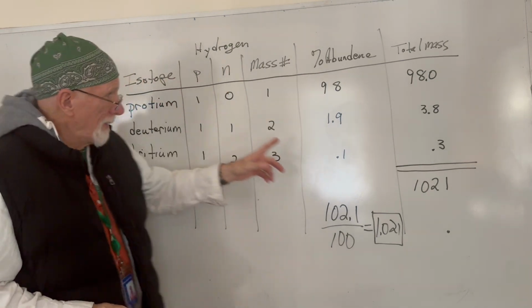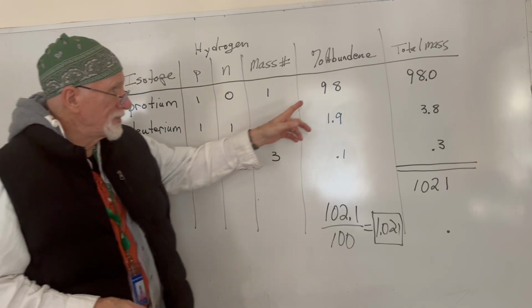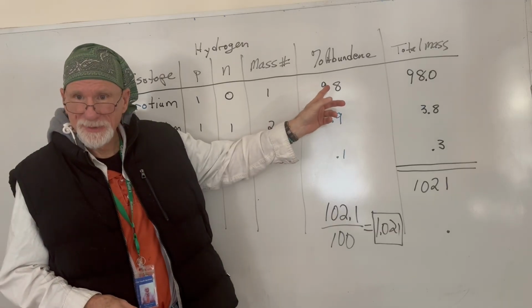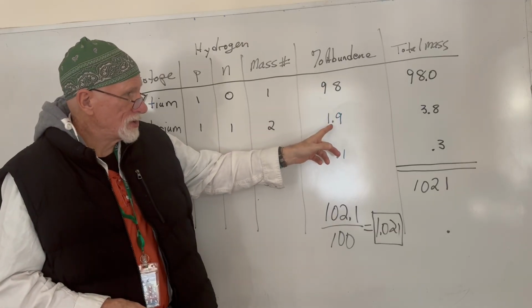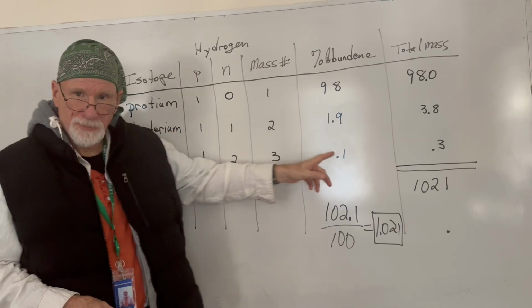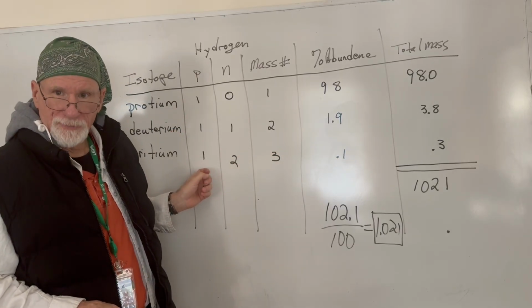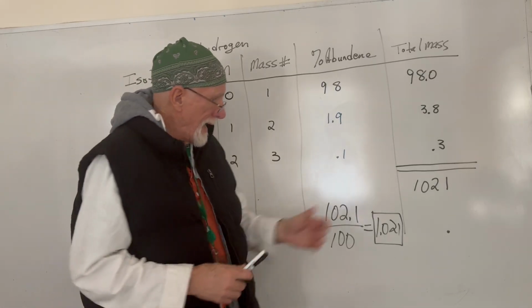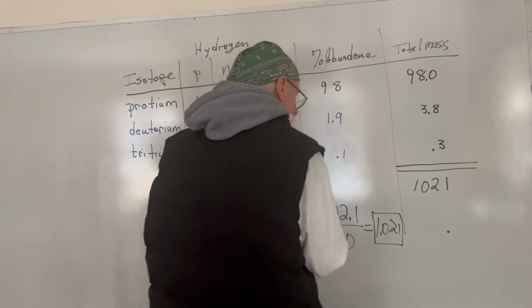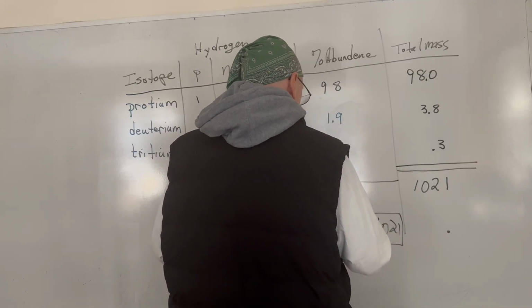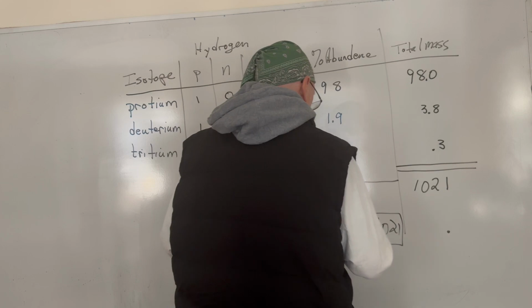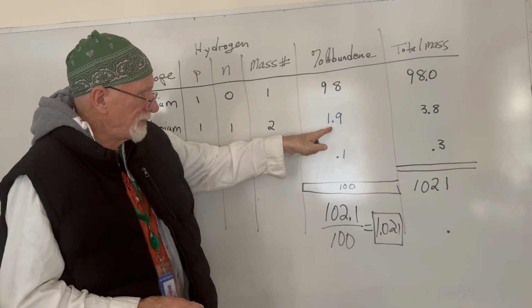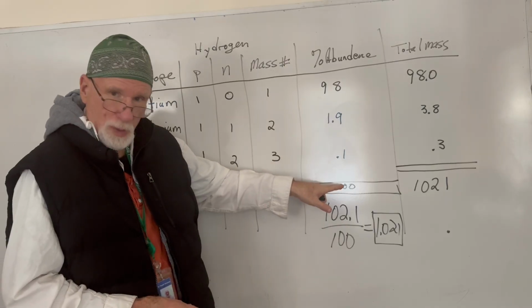I'm making these numbers up. I'm simply saying that the percent abundance of protium is 98%. It's 98%. This is 1.9% for deuterium and 0.1% for tritium. Yes? Now, if I base this on 100 isotopes for hydrogen, this is 100. That's what I'm basing this on. This is a little calculation down here, ignore this. So 98 plus 1.9 plus 0.1 is 100.